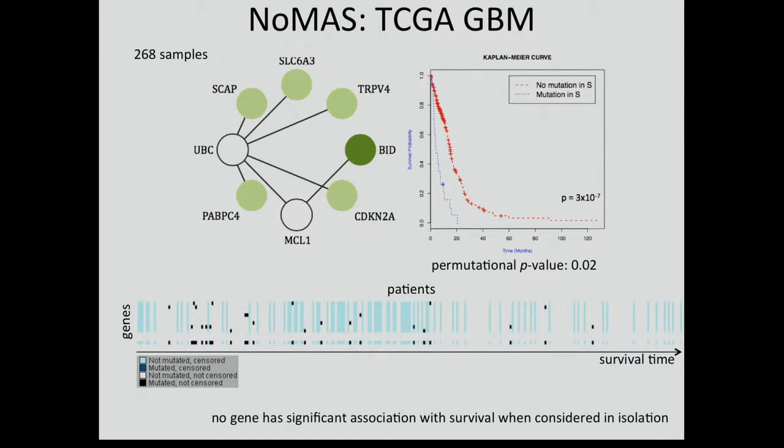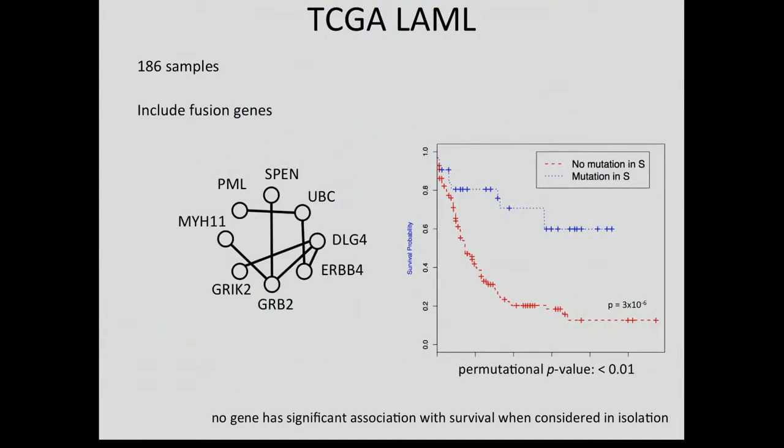And the most important thing is that, well, first, one of the genes, CDKN2A, is a gene that is known to be important for glioblastoma multiforme. And none of the genes has significant association with survival when considered in isolation, as we said before. So the entire set is significantly associated with survival, while none of the single genes is. Then, as I said, this is work in progress.